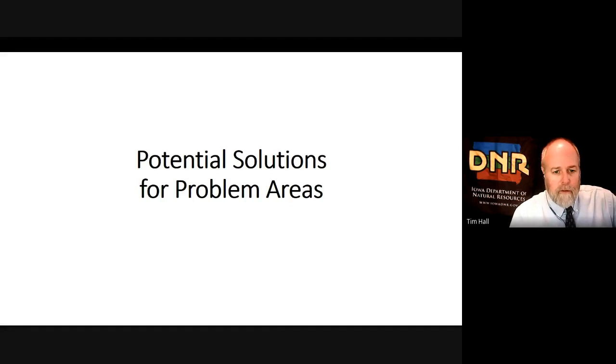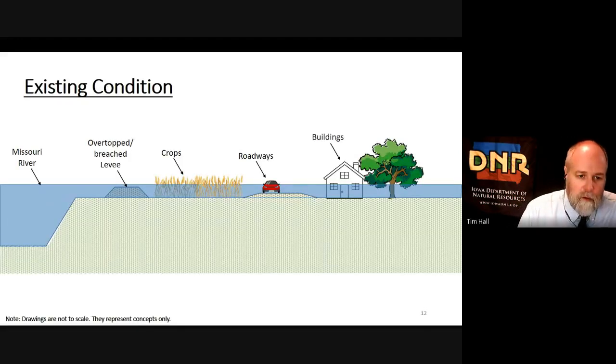And it's not just enough to identify the problem areas, but we want to try to come up with some ideas of what solutions might look like along those stretches of the river. These are just some very simplistic examples of what solutions might be. So here's an existing condition on the Missouri River. You can see the levee is overtopped and the water extends back into the floodplain, and we've inundated crop ground, roads, buildings, natural resources. This is what it might look like.